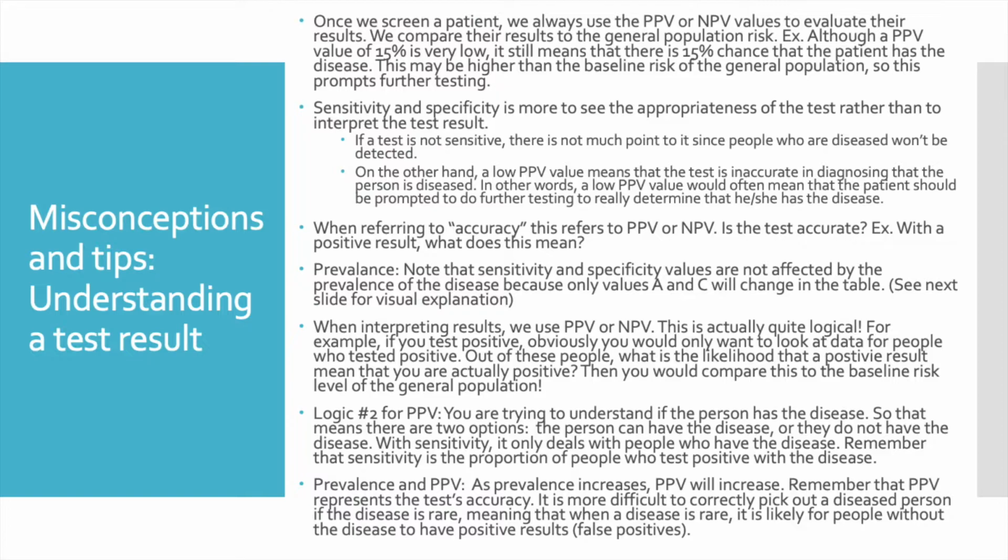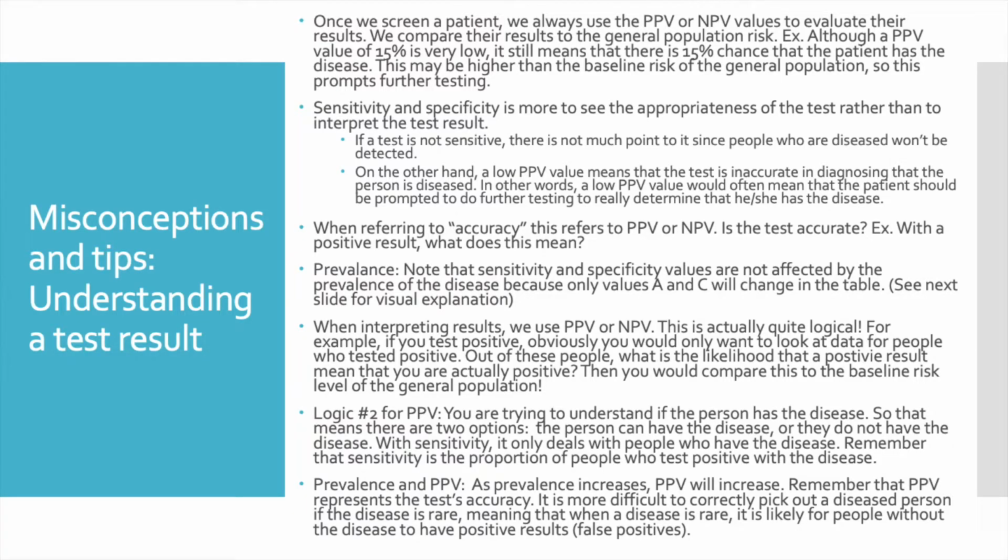Now, I'm going to go over some tips and misconceptions that I had as a student. I was never actually fully taught this, and I had to figure this out myself. When we screen a patient, we must use PPV and NPV values to interpret their results. We cannot use specificity or sensitivity values. So, when we talk about PPV and NPV, how does this help us? In this example, we'll say that the PPV value is 15%. So if the patient tests positive, remember that PPV is defined as out of those who test positive, how many people are actually diseased.